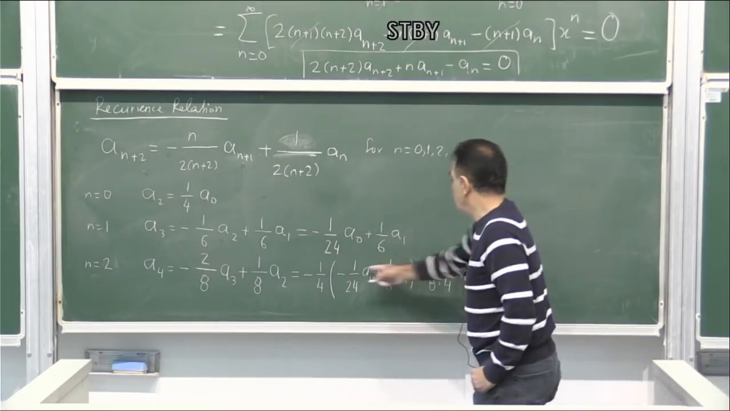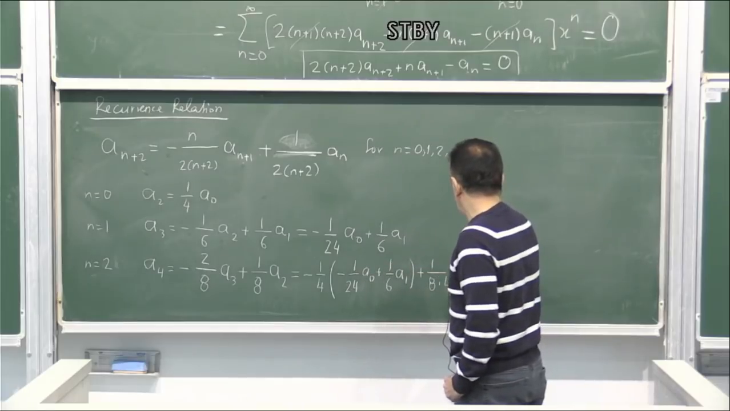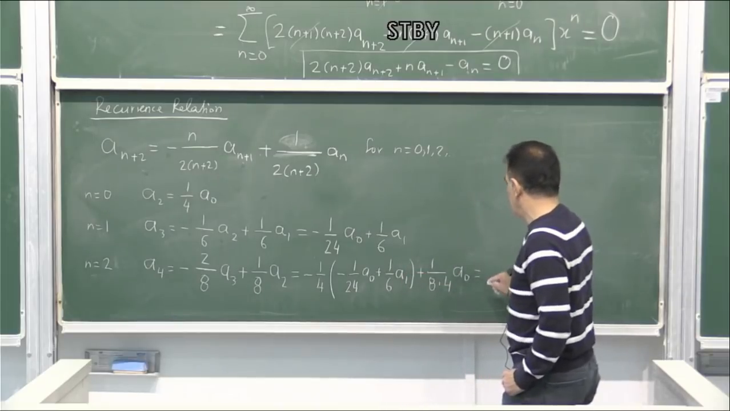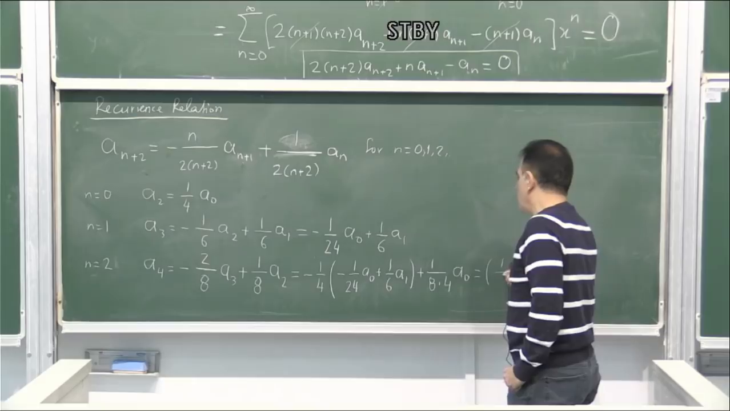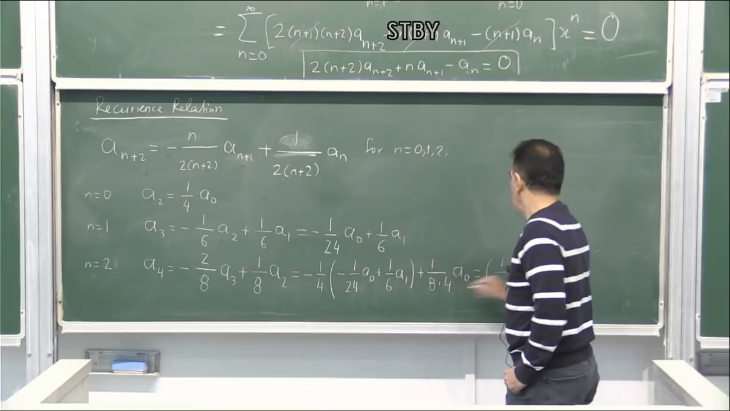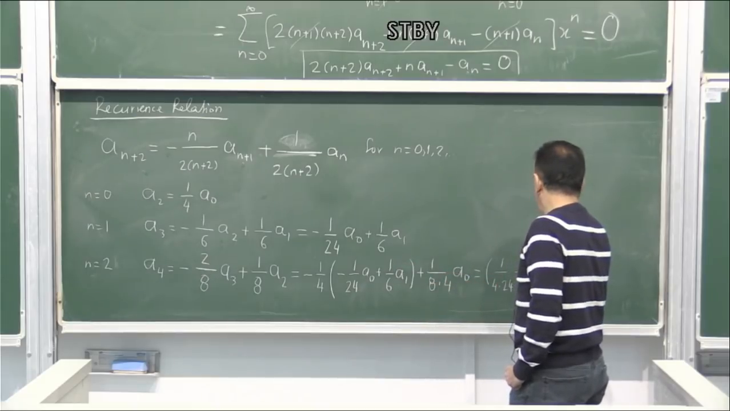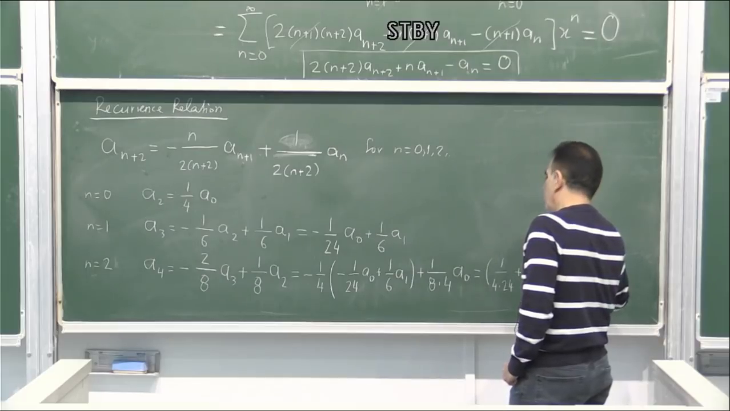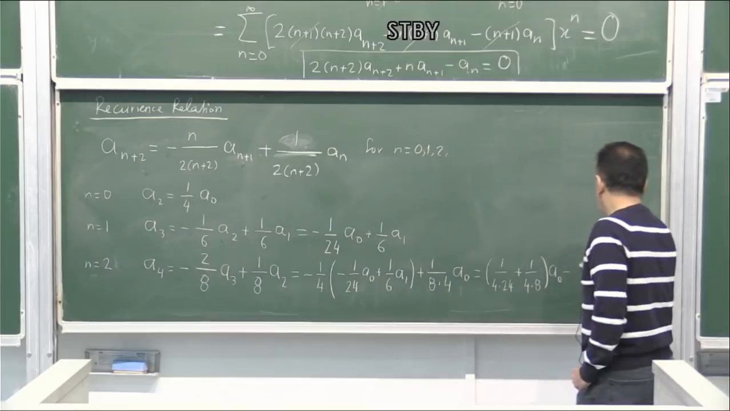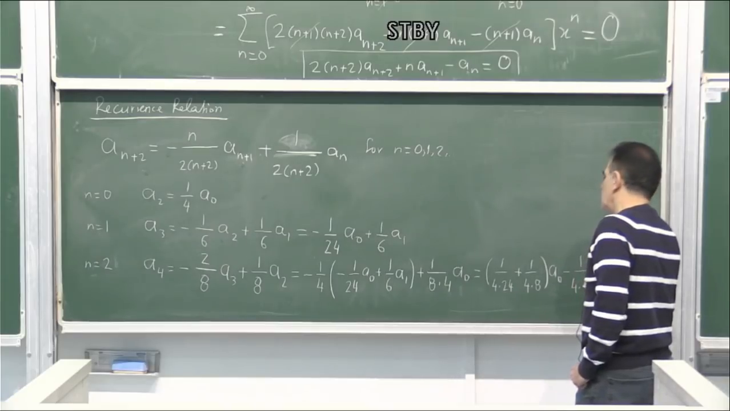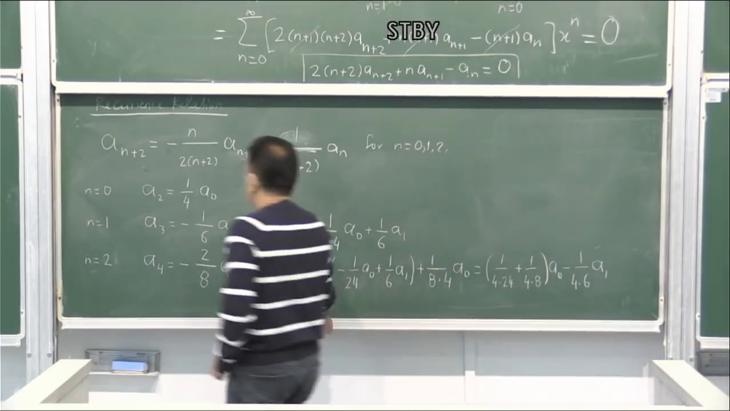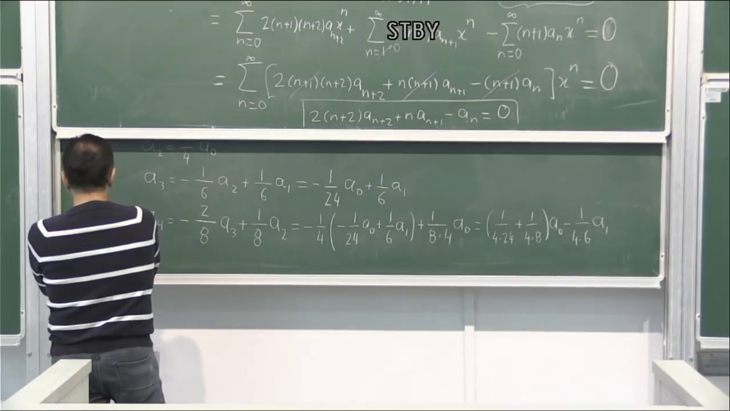And now let us write this simplified, collecting the terms proportional to A0 and A1 separately. So we have 1 over 4 times 24 plus 1 over 4 times 8 A0 and minus 1 over 4 times 6 A1. Good. So one more term.